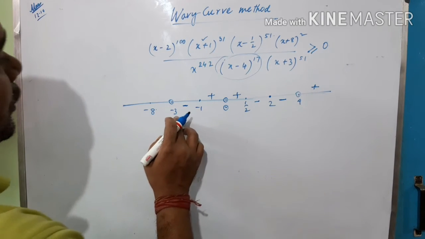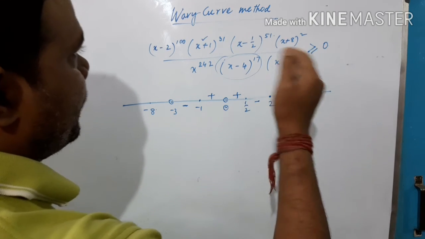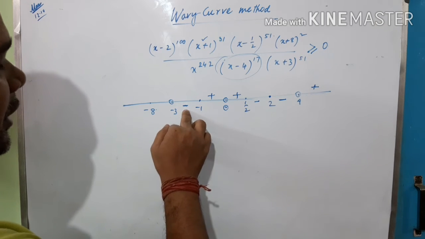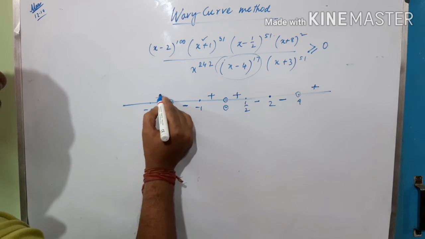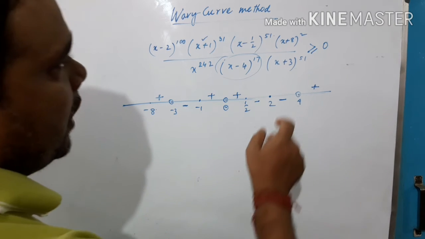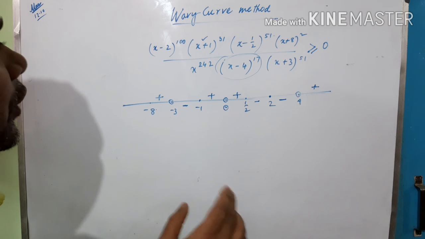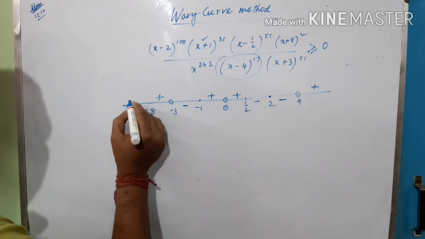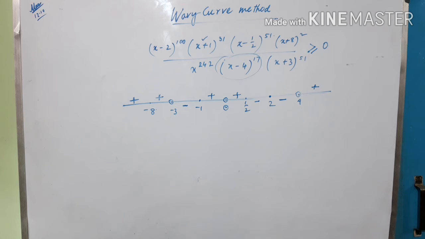Sorry, next is minus 3. Minus 3 is coming from a factor whose power is again odd, and odd means change, so it is minus and it will be plus again. And next you see that the next number is minus 8, and minus 8 is coming from a factor whose power is even, and even means no change. So plus will remain plus. Even means no change, so plus will remain plus.